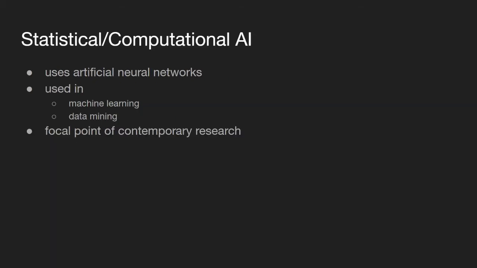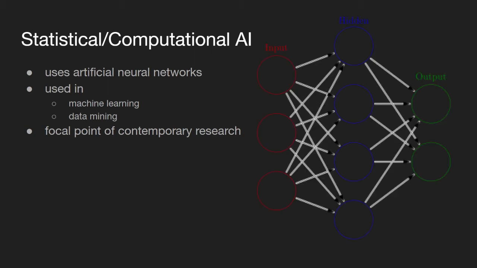By contrast, when there is uncertainty involved with the input, programmers or researchers use statistical or computational artificial intelligence, which uses artificial neural networks. This approach is used in machine learning and data mining, and is at the focal point of much contemporary AI research.